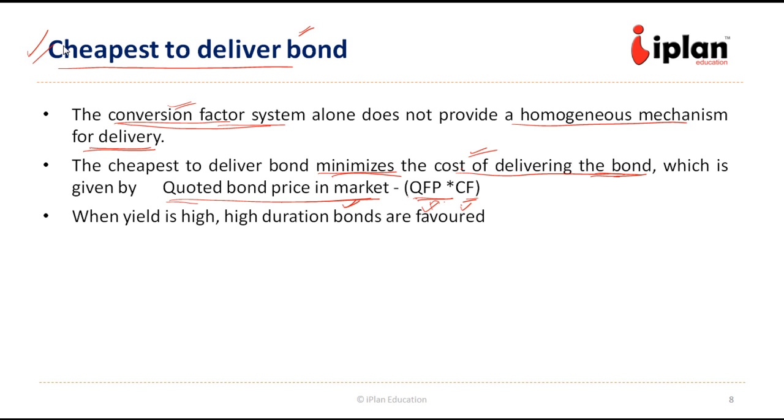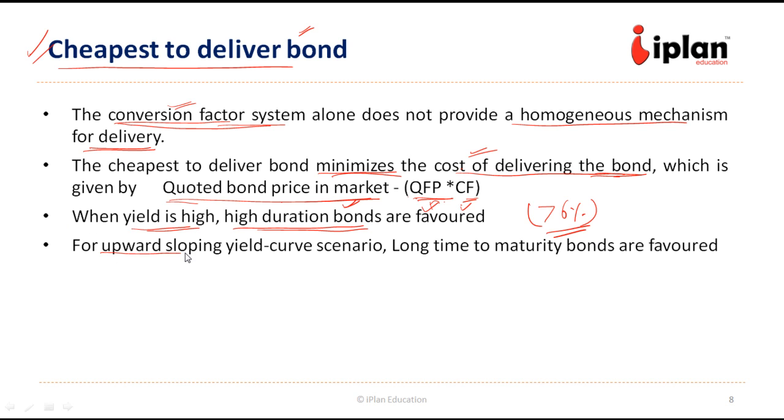There are some other considerations while delivering a bond. When the yield is high, suppose it is greater than 6%, which is generally believed to be high, we deliver the bonds with high duration. High duration bonds are the ones which have longer time to maturity and very low coupon payments. On the other side, if the yield is low, less than 6%, then we favor low duration bonds, the bonds where the time to maturity is low and the coupon payments are high. Similarly, if we have an upward sloping yield curve, we prefer long time to maturity bonds, and if it is a downward sloping yield curve, we prefer short time to maturity bonds.